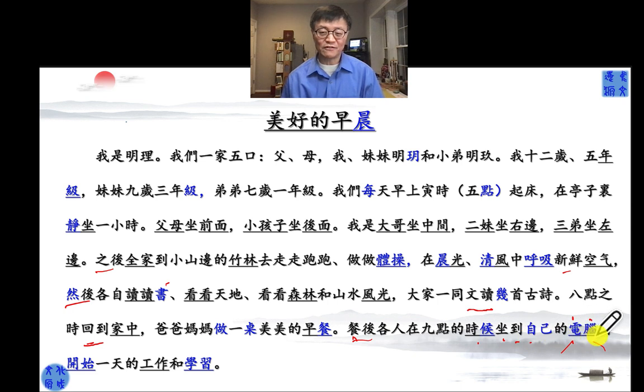坐在, sit in front of the computer. 坐在自己的, his or her own computer. Start, 开始, start, 开始. 一天的工作. Nowadays, many parents work from home. Nowadays, many kids study from home, homeschooling. 开始一天的工作和学习. That's a beautiful morning. Okay, let me read very slowly one more time. And open up your mind, imagine.